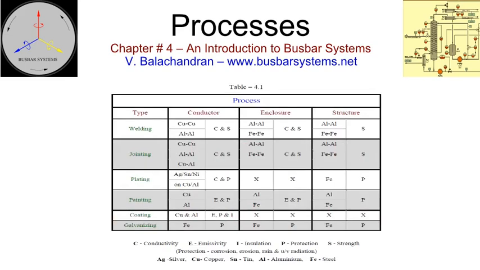Table 4.1 lists the main purpose of subjecting different components of the busbar system to the described processes. The processes are carried out on the surfaces of conductors, enclosures, and support structures.